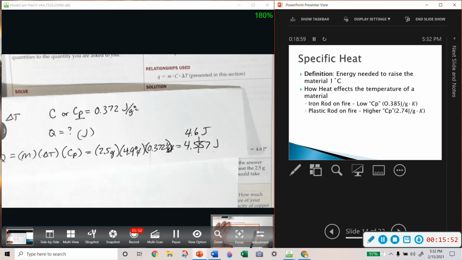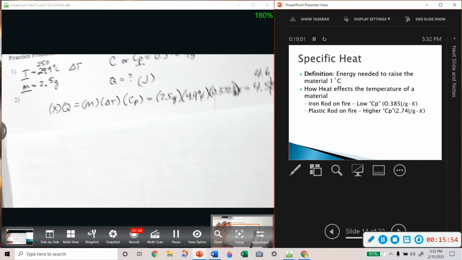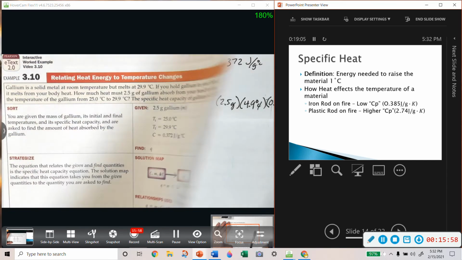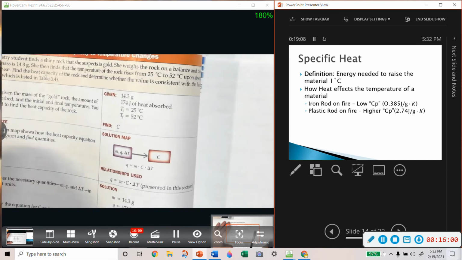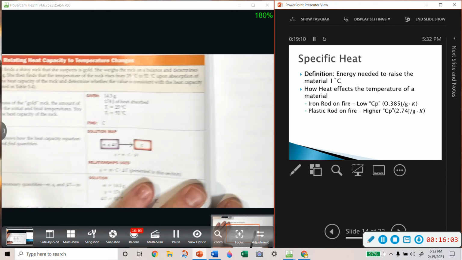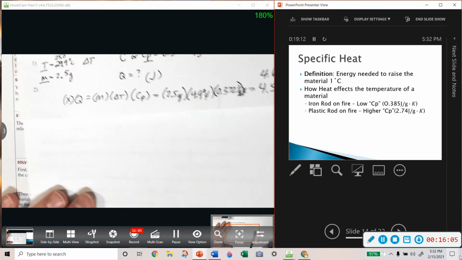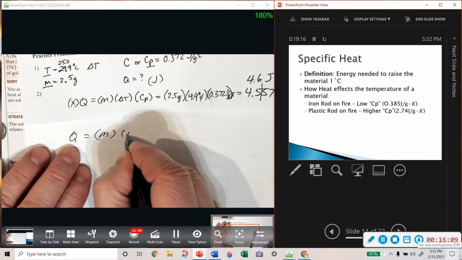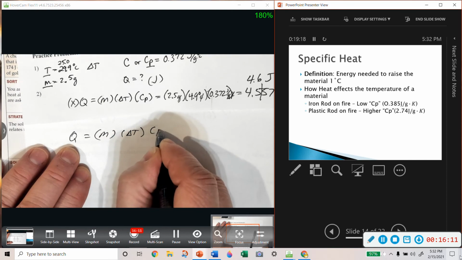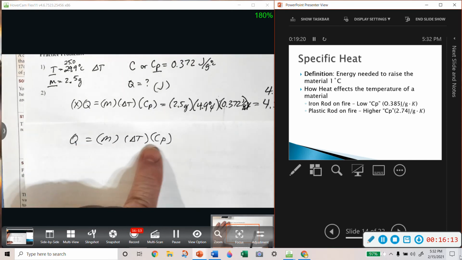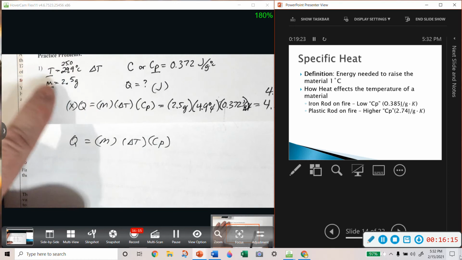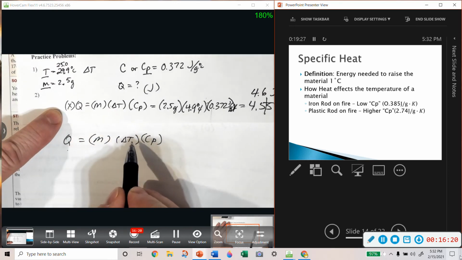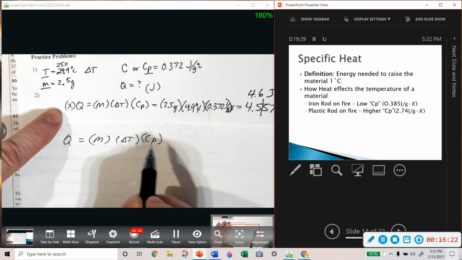Okay, so that's how you do these problems. Let's just do one more to make sure you understand. Okay, here we have a problem, and we'll write our equation out here. So remember, our calorimetry equation is as follows. Q equals M times delta T times CP, and we are looking for these ones based on their units. Remember, these have joules, these have grams, these have Celsius, and these have 3 units.